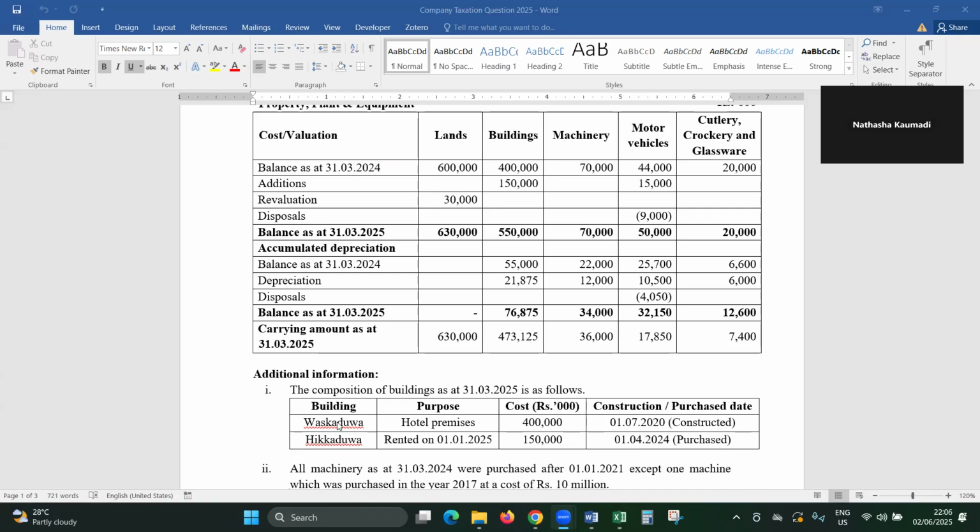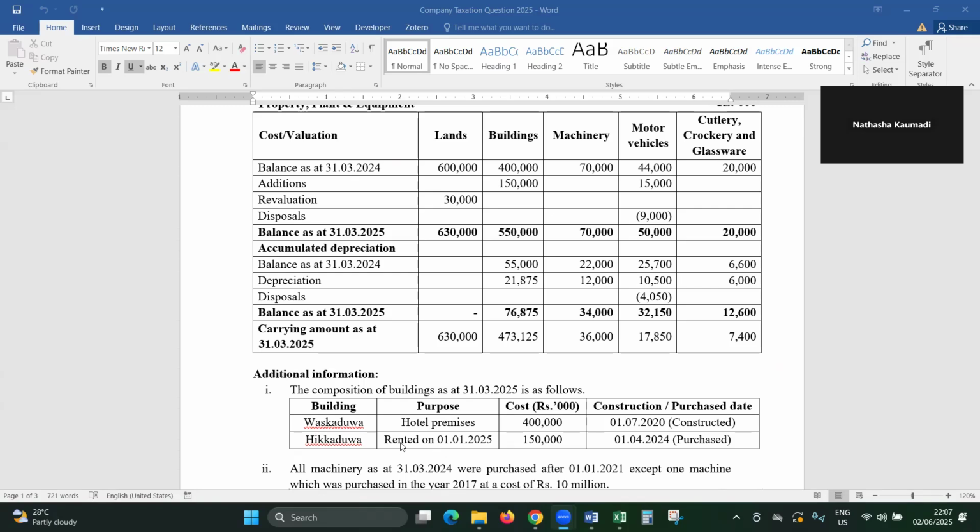The purpose of the Vaskaduva building is the hotel premises, so they might be conducting their hotel activities in the Vaskaduva building. And the cost is given. This is the old building, and the construction or purchase date is given: constructed 1st July 2020. Then you have the Hikkaduva new building. The purpose of this new building is rented on 1st January 2025. That means for how many months is this rent applicable? January, February and March, right?